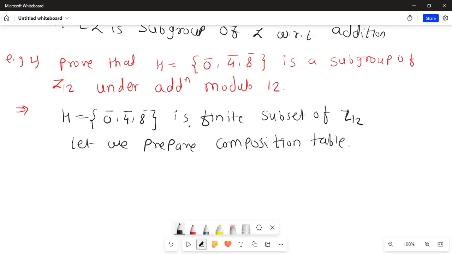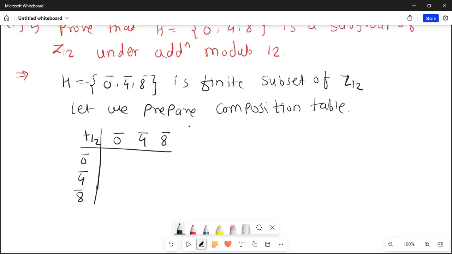Then see what the composition table will be. Here it is addition, so 0 bar, 4 bar, 8 bar will come along the row and the column. Addition: 0 bar plus 0 bar is 0 bar, 0 bar plus 4 bar, 0 bar plus 8 bar. Then 4 bar, 4 bar plus 4 bar is 8 bar, and 4 plus 8 is 12 bar, which modulo 12 is congruent, and the remainder will be 0. Then 8 bar plus 0 bar is 8 bar, 8 bar plus 4 is 12 bar, so the answer is 0 because dividing 12 by 12 the remainder is 0. 8 plus 8 is 16, dividing 16 by 12 the remainder is 4. So in each row we have 0 bar, 4 bar, 8 bar; 4 bar, 8 bar, 0 bar; 8 bar, 0 bar, 4 bar. They exist in H. All elements exist in H.